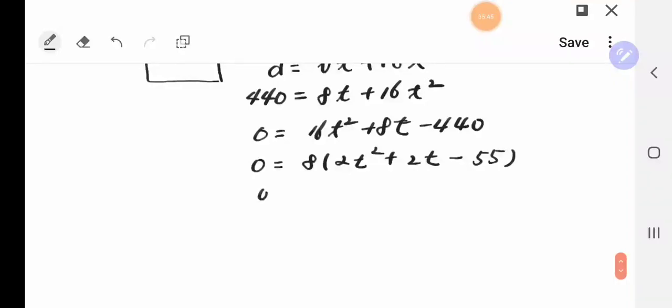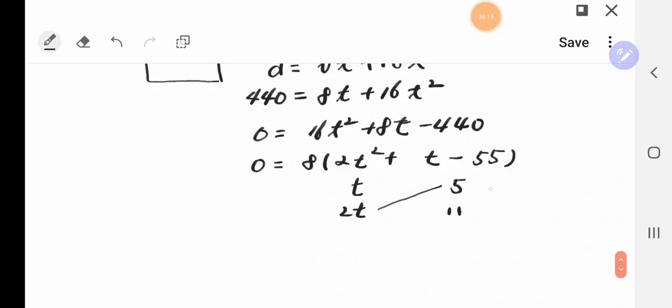Okay, then factor the trinomial. Factor this trinomial. 2t squared is 2 times t times 2t, and 55 is 5 times 11. Sorry, when you factor out 8, then the second term will be just t.